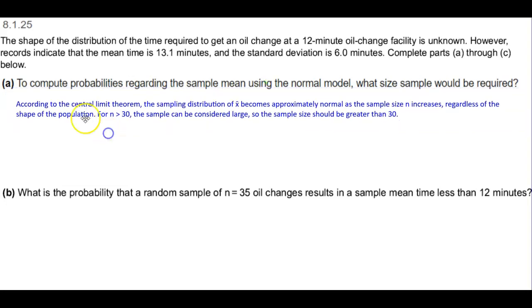Okay, now according to the central limit theorem, the sampling distribution of the sample mean becomes approximately normal as the sample size n increases. So regardless of the shape of the population, for n being greater than 30, the sample can be considered large. So the sample size should be greater than 30.